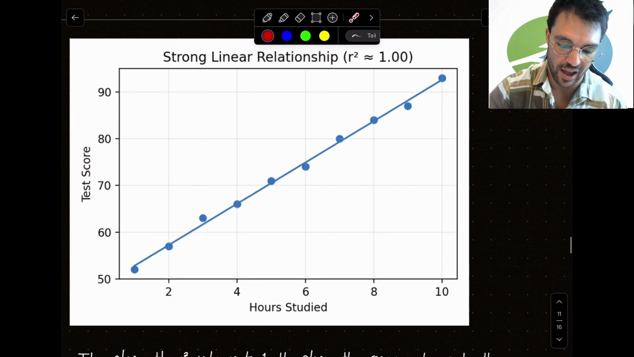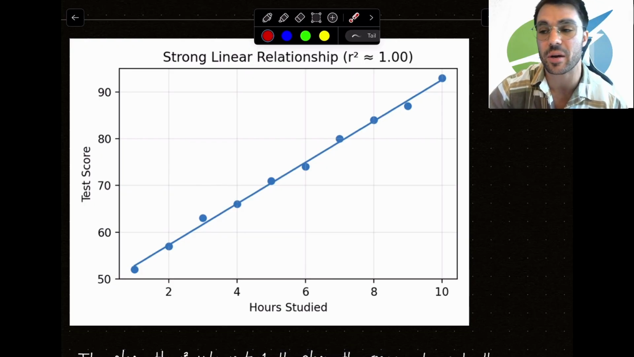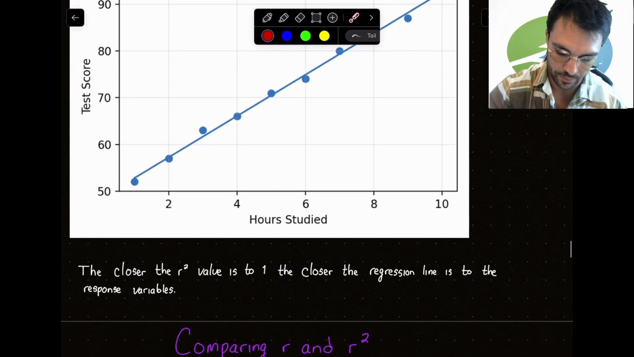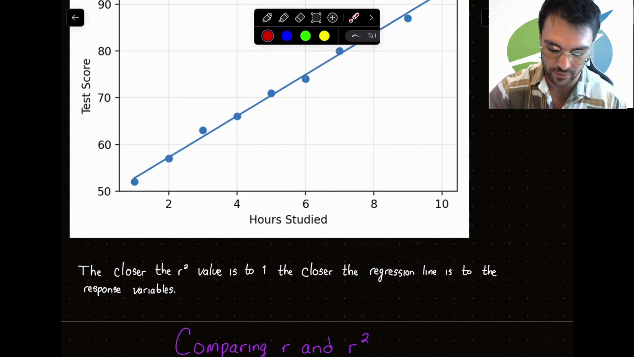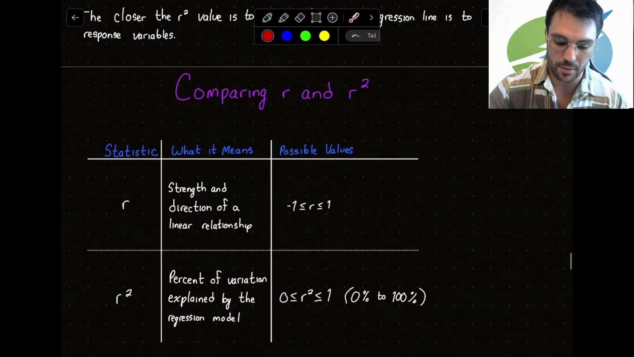And here's what something like that would look like. We have our study test scores. The points represent the data given. The line is the least squares regression line. And our R squared being close to 1 tells us that all the points are very close to the line, which means using it as a prediction model will be highly accurate. The closer the R squared value is to 1, the closer the regression line is to the response variable.